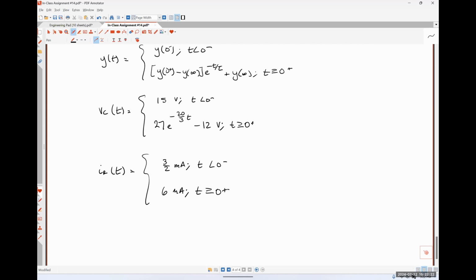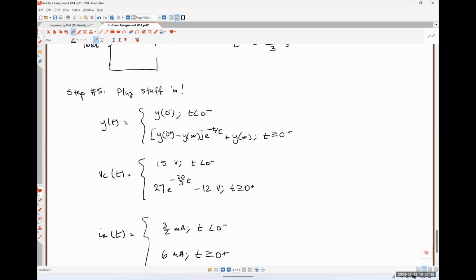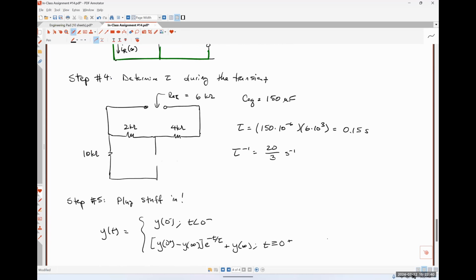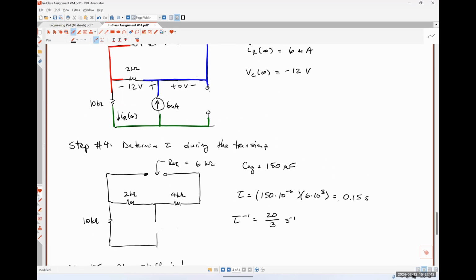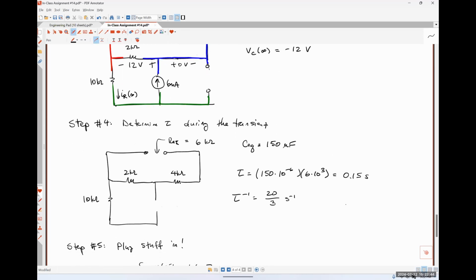Dr. Hartman. Yes, sir. So we got 27e to the negative 20 over 3t. Mm-hmm. I just want to make sure, because either we're wrong or the answer's wrong, but in the answer it says 27e to the negative 10 over 9t. So perhaps we calculated our time constant incorrectly.